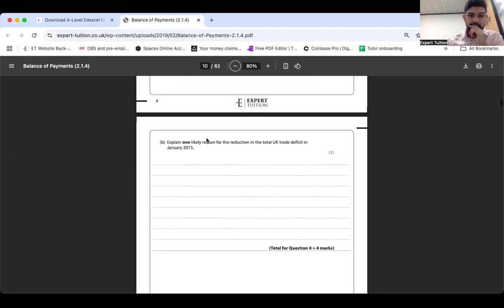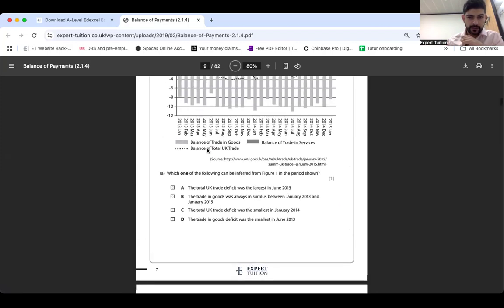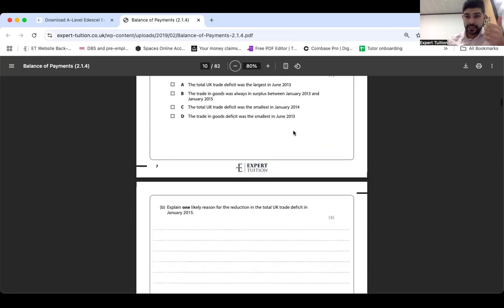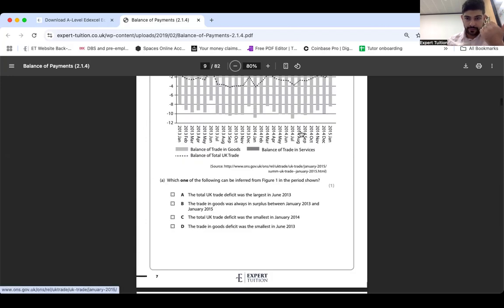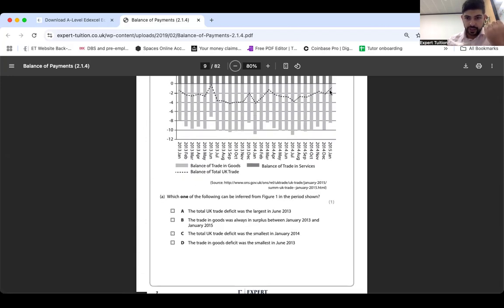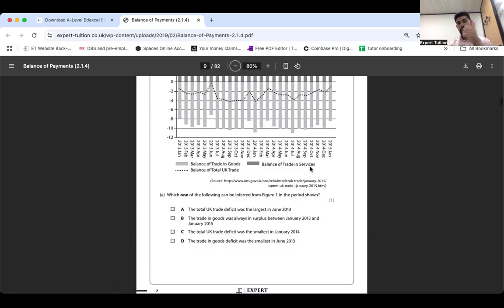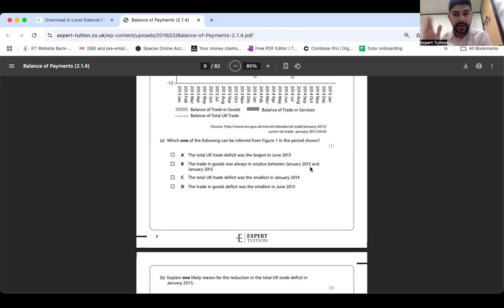Okay, right. Explain one likely reason for the reduction in the UK total trade deficit in January 2015. So in January 2015, what's in January 2015? Oh, it's there. So it got a bit better. You need to reference the data. So you go from December 2014 to January 2015, the deficit decreased from about 2 billion pounds to about 1 billion pounds. Okay, that's one. Straight away, get the reference mark out of the way so you don't forget.